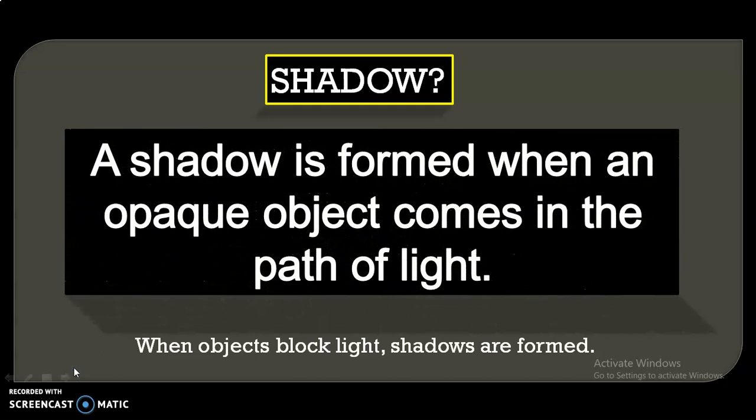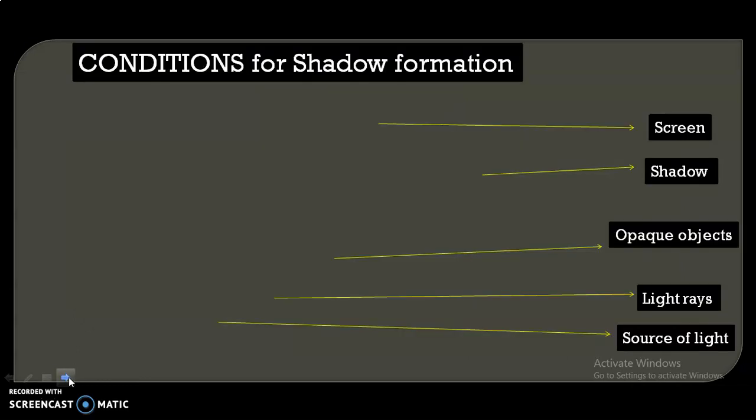A shadow is formed when an opaque object comes in the path of light. In other words, when objects block light, shadows are formed. So what are the conditions for shadow formation?